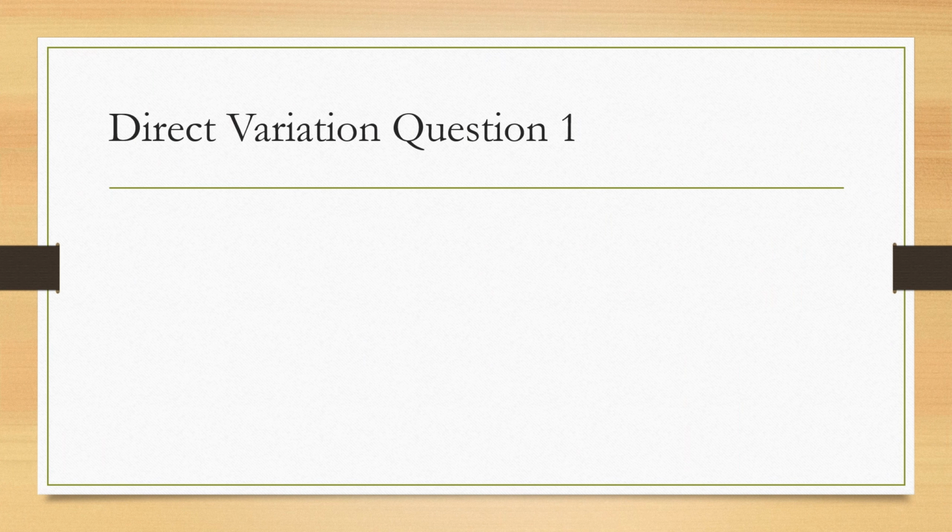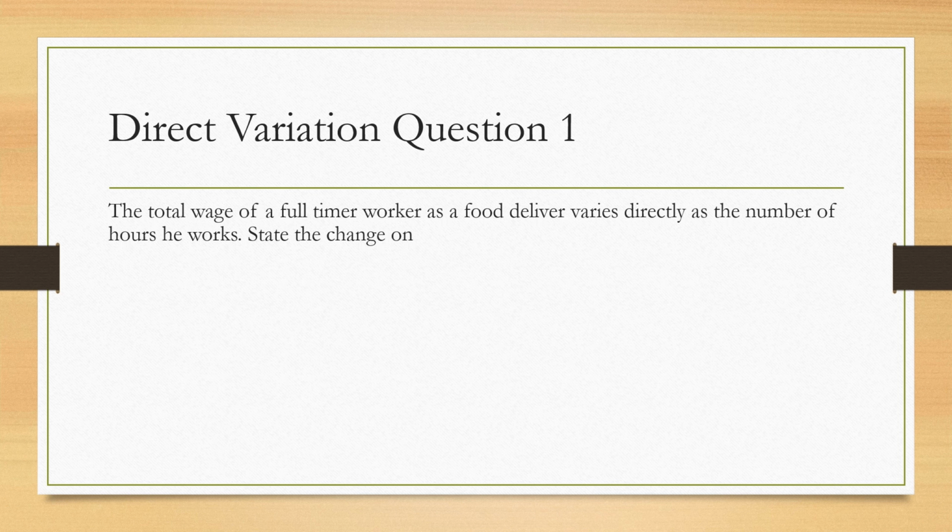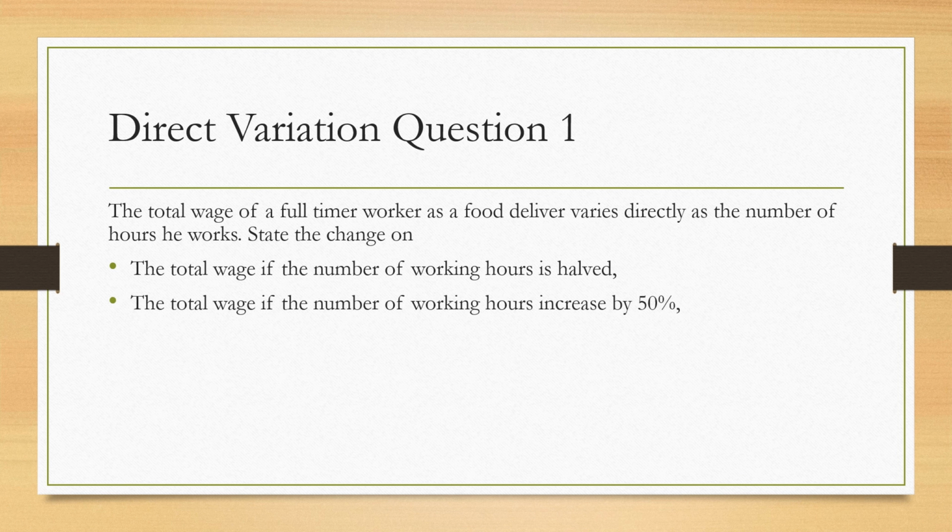Okay, we will go for the direct variation. Question 1. What happens if the total wage of a full-time worker as a food deliverer varies directly as the number of hours he works? Take the case on the total wage if the number of working hours is half, the total wage if the number of working hours increases by 50%, and the number of working hours if the total wage is doubled.